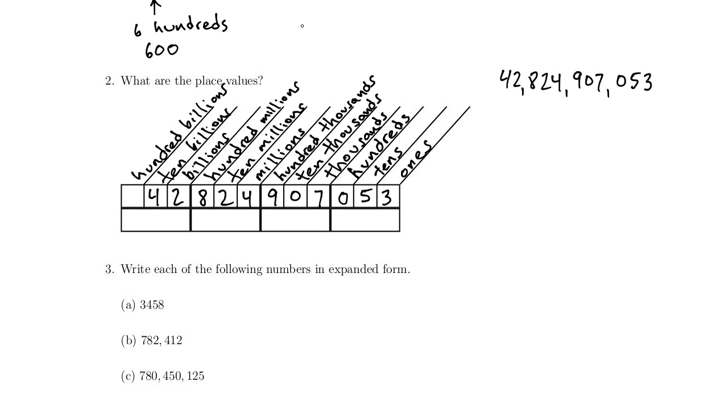All right. Okay, so now we can see more clearly what this number actually is because of the place value. So 4 is in the 10 billions, 2 is in the billions, and so on. So what we have here is 42,824,907,053. Okay.